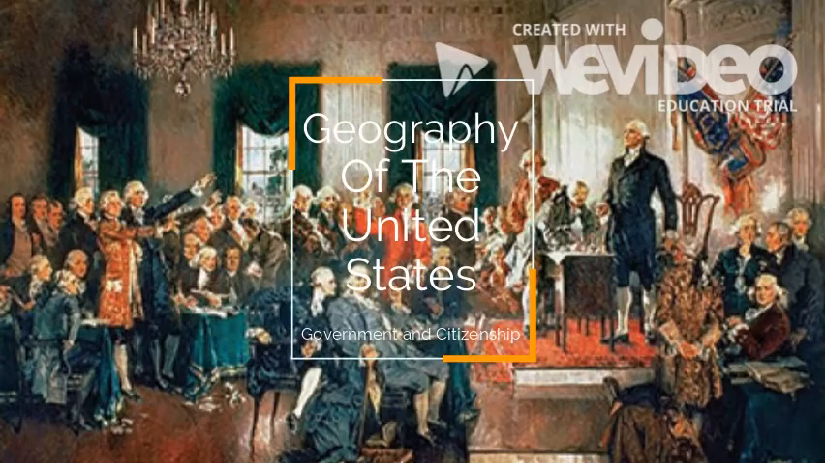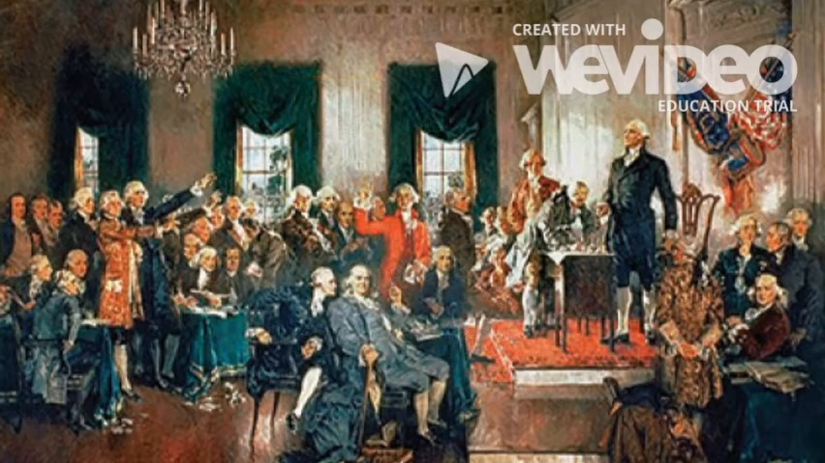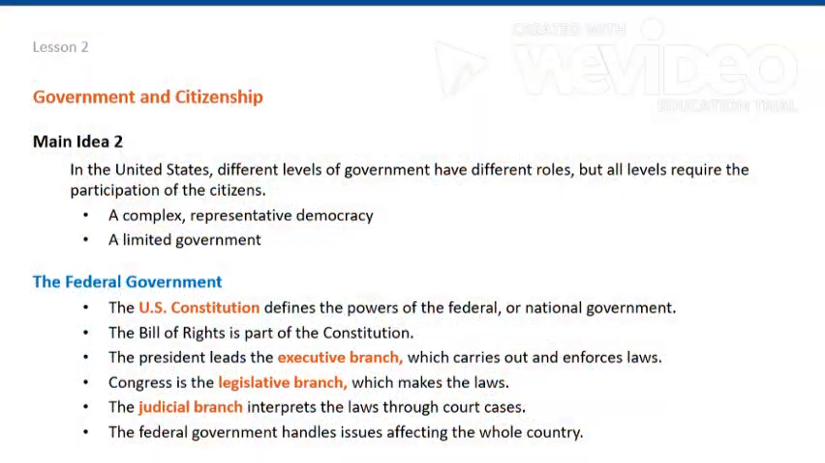Government and citizenship. Today's main idea is that the United States' different levels of government have different roles, but all levels require the participation of citizens.